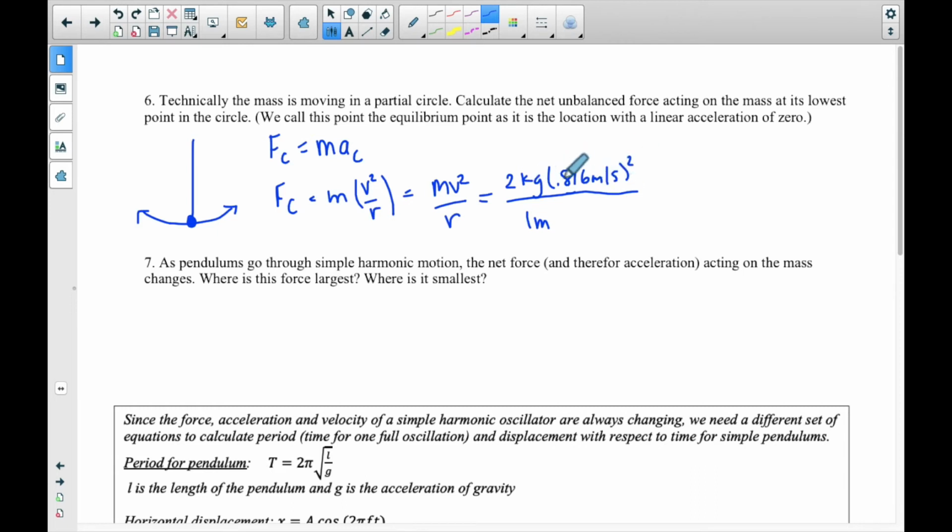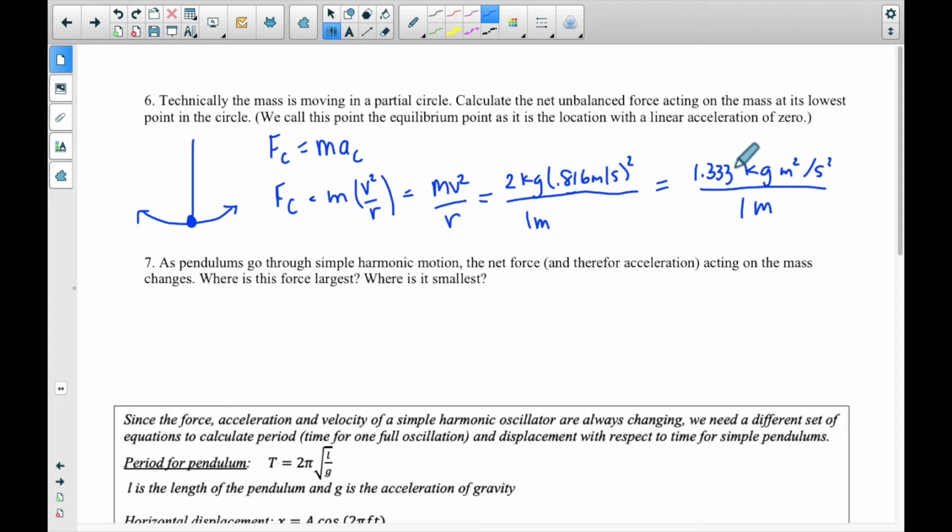This is our mass. This is our velocity that we just figured on the other side. Our radius is 1 meter. That's the radius of this circle that's moving. So now we square that, and if I multiply these numbers together, I square my 0.816, I take that times 2.